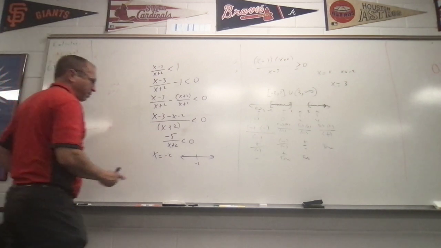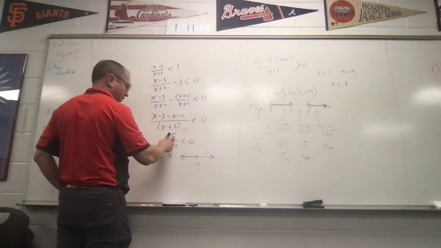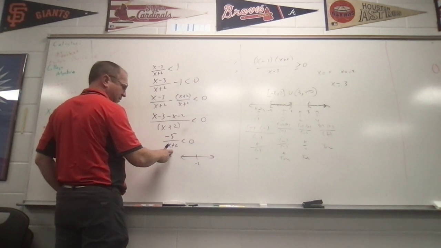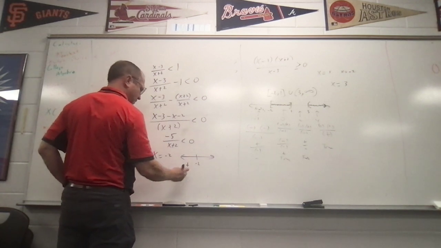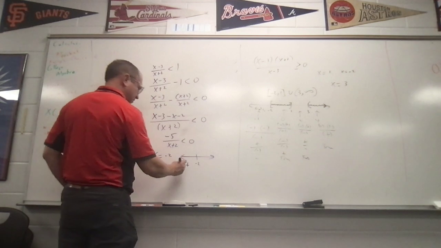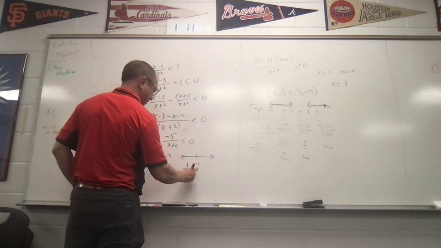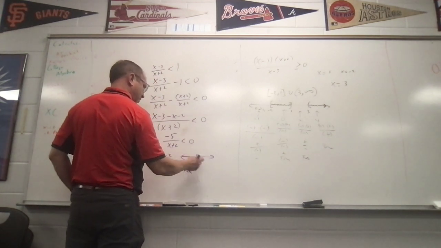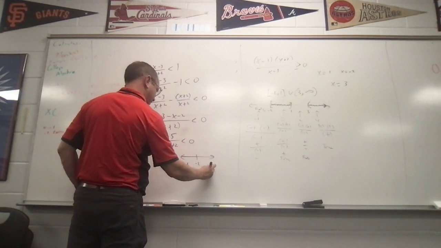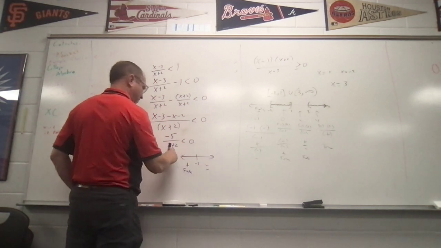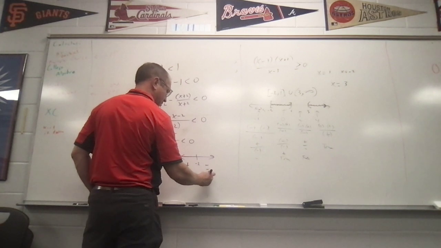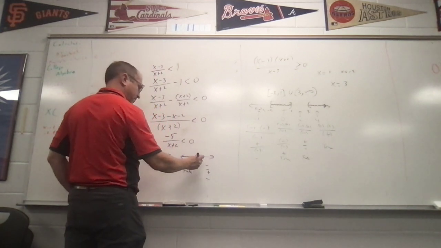So, if we plug in negative 3 here, we get a negative over a negative, which is positive. So it's false. But if we plug in 0, we get negative over positive, which is negative, which would be true.